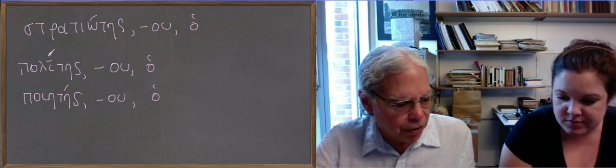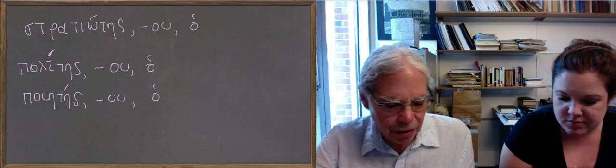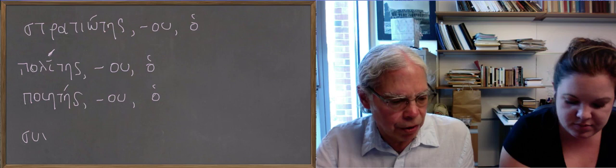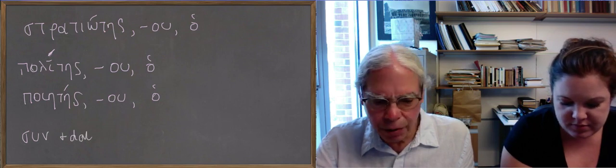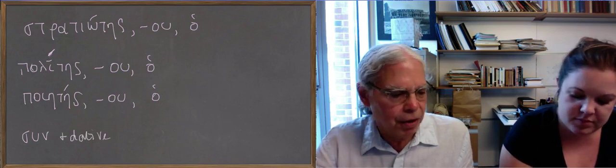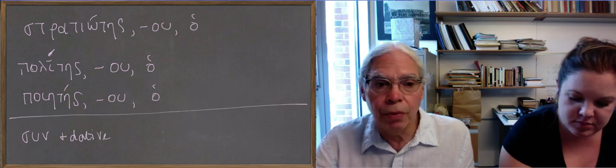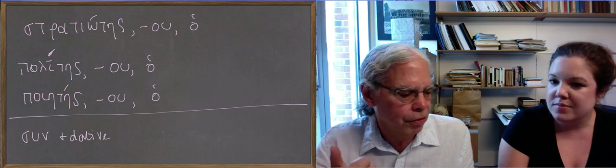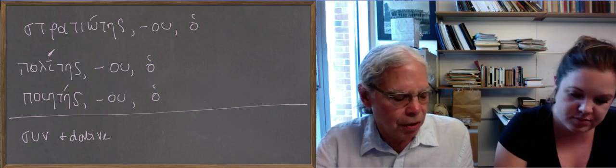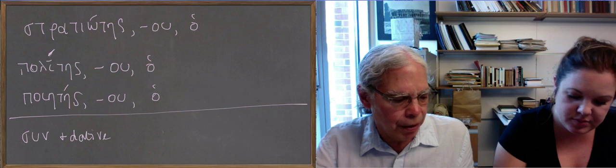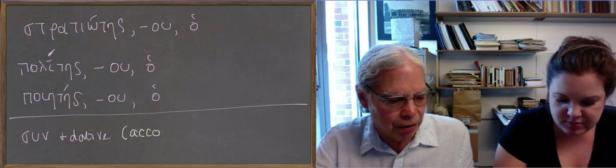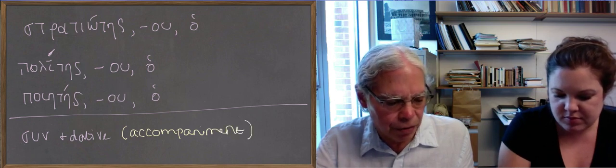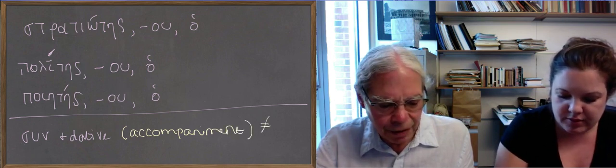Sun is a preposition. It takes only the dative case, and it means with. We've had another way to express with in Greek, which is by using a dative without a preposition. If you say, I hit you with a brick, you just put the word brick in the dative. But you don't use sun for that. You use sun for a person who accompanies you. So if I went into battle with Bill, then you make Bill the object of the preposition sun. It's different from instrument, it's accompaniment.